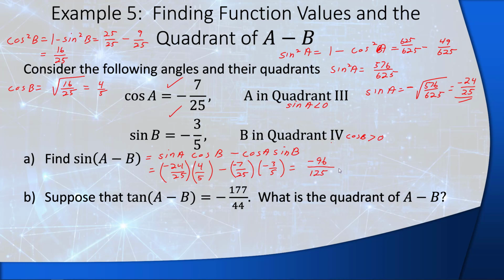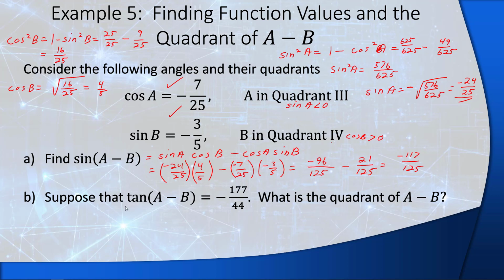and then minus negative 7 times negative 3 is positive 21, once again over 125, and then when we put those together, we will have negative 117 divided by 125. So this is the value of sine of A minus B.